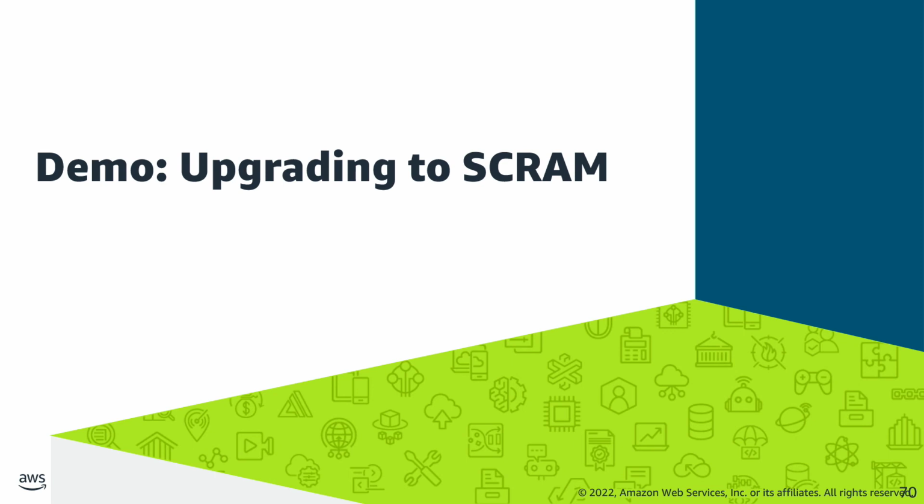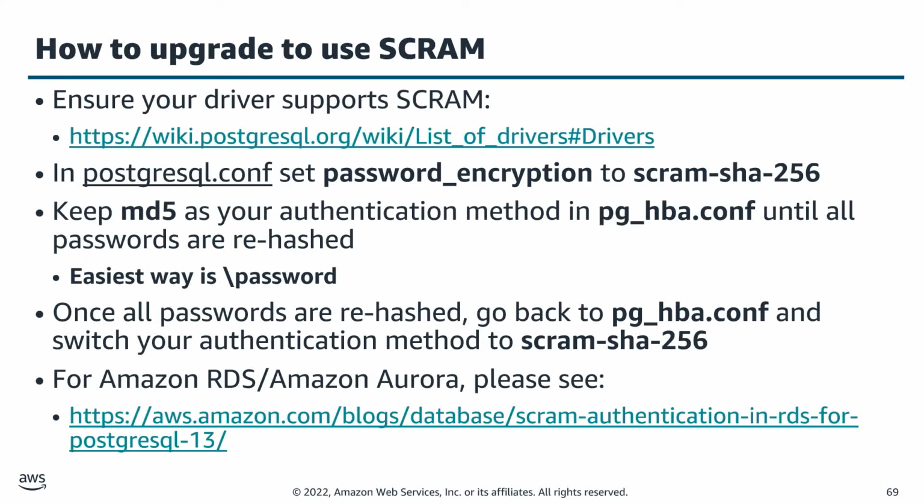So there is one way you can force people to upgrade their passwords to SCRAM, and that is you set the pg_hba.conf file to scram-sha-256, and if they've not upgraded, they can't log in. Like I said, not a friendly method, but that is the forcing function.